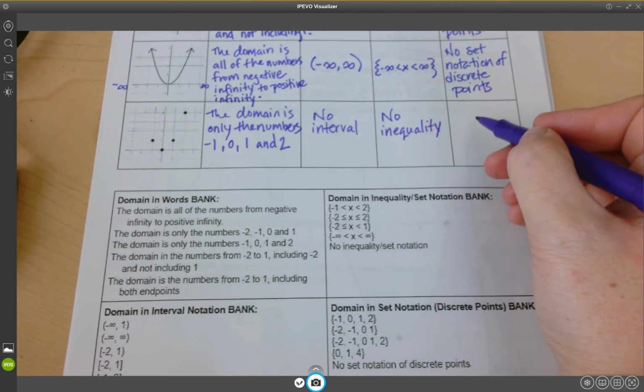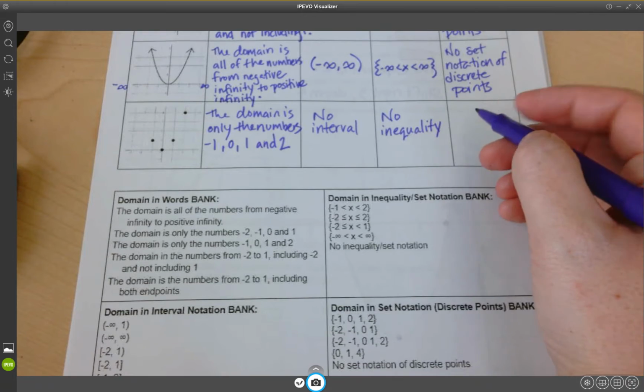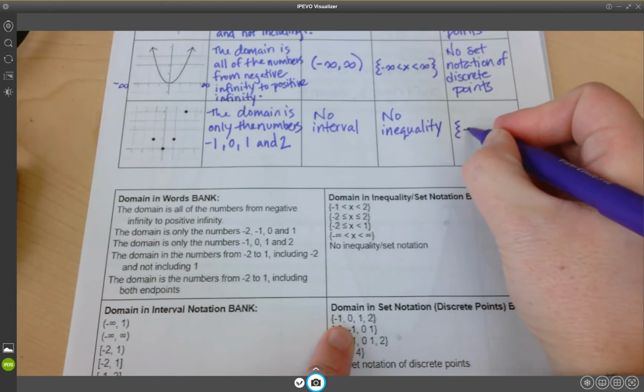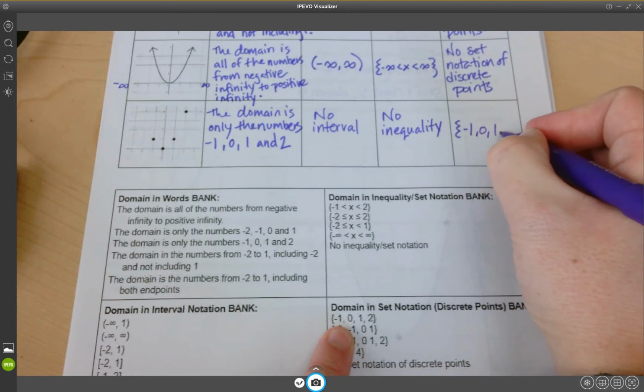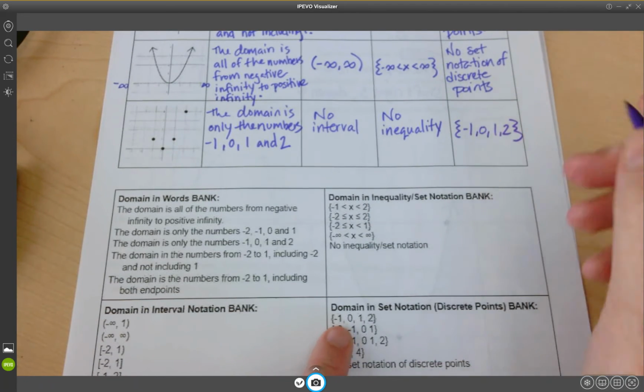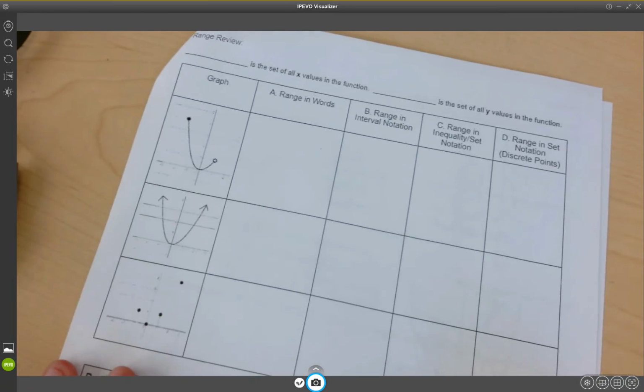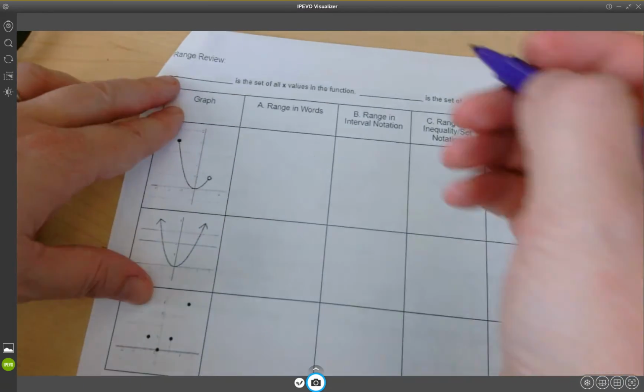And then lastly, I can write a set of discrete points. So I'm looking for the same numbers, and I believe it's this first one. Okay, so take a minute, make sure you've got that, and then turn the page, and we'll talk about the range. This is the same question that was on the top of the last page.